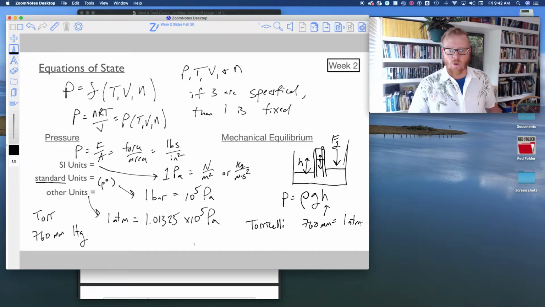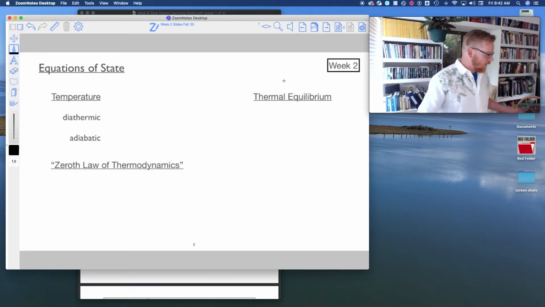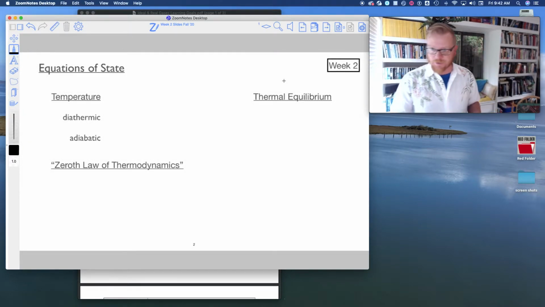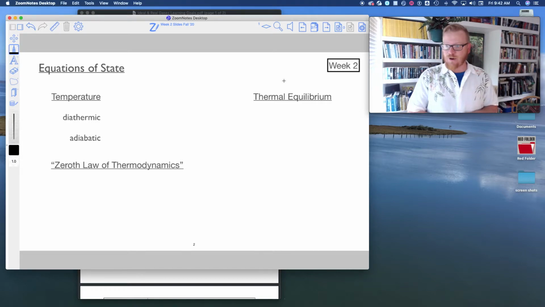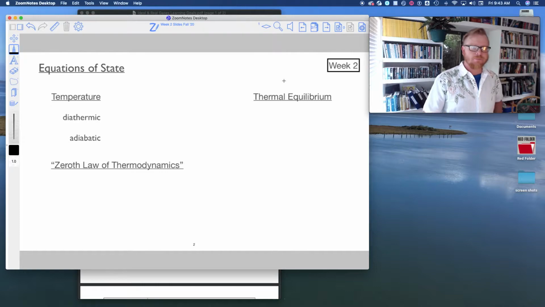All right, so let's see. I have a little bit extra on mechanical equilibrium in my Fall 19 notes, but I think this is pretty sufficient. So I'm going to move forward. Okay, so let's talk a little bit about temperature as another state variable that we can use in the equation of state, okay?